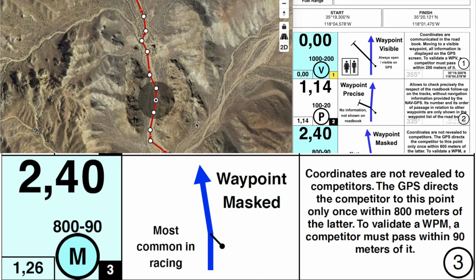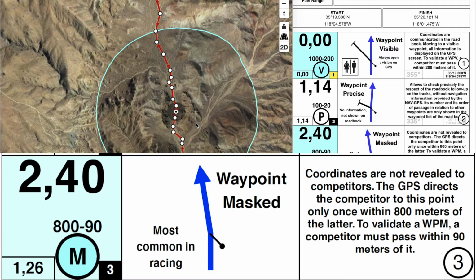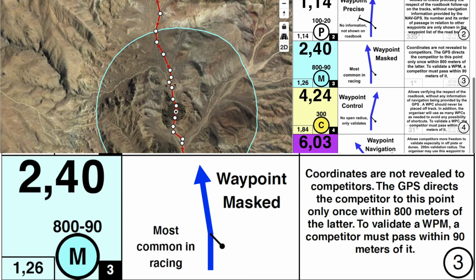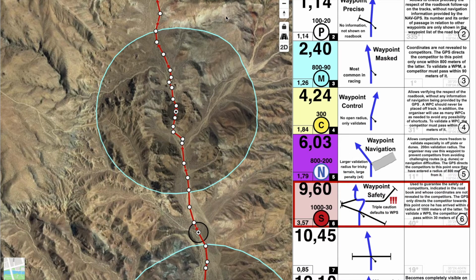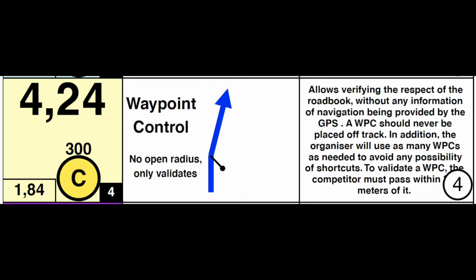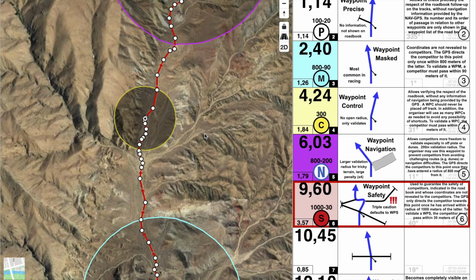This would be the most common that you get. Then moving on from that one, we have a control waypoint. A control waypoint is simply there to make sure that you do not cheat or take shortcuts. So if, for instance, the route made a big U, you would put a control waypoint in there. You will notice that the control waypoint has no valid open radius, it only has a validation radius. So you pass through it and it validates. You don't pass through it, you get a penalty. That is very important to know.